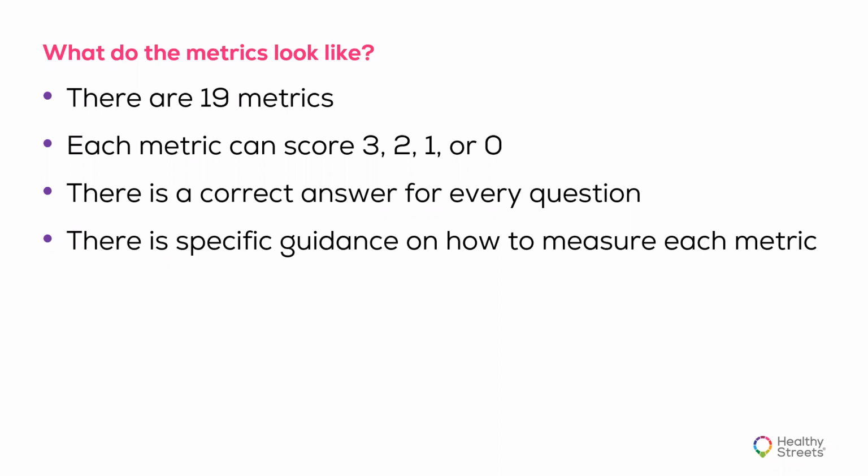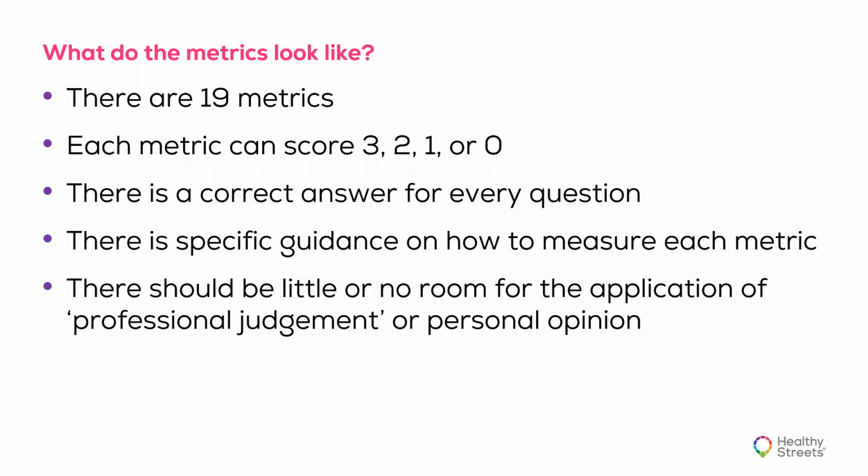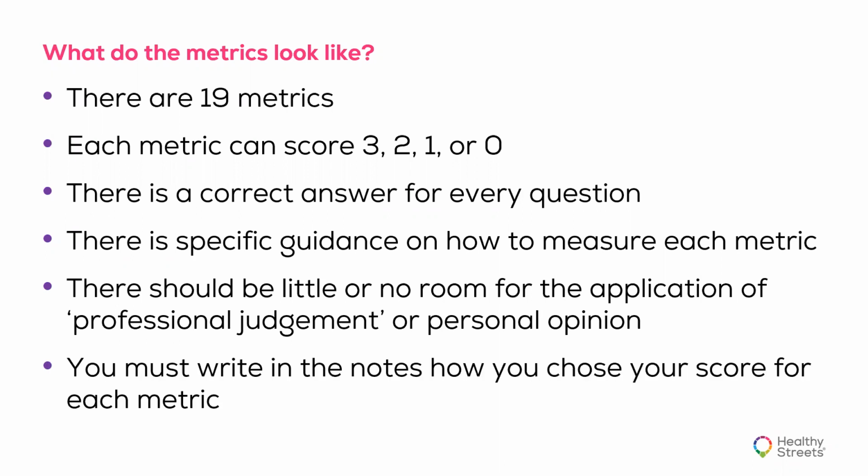There can be some really useful tips in there that will help you to work out whether you're scoring a 3, a 2, a 1, or a 0 in this instance. There should be little or no room for the application of professional judgment or your personal opinion. And you must write in the notes next to each metric how you chose your score. This helps you to remember how you came up with your score, but it also helps others to have confidence in the score that you've chosen.